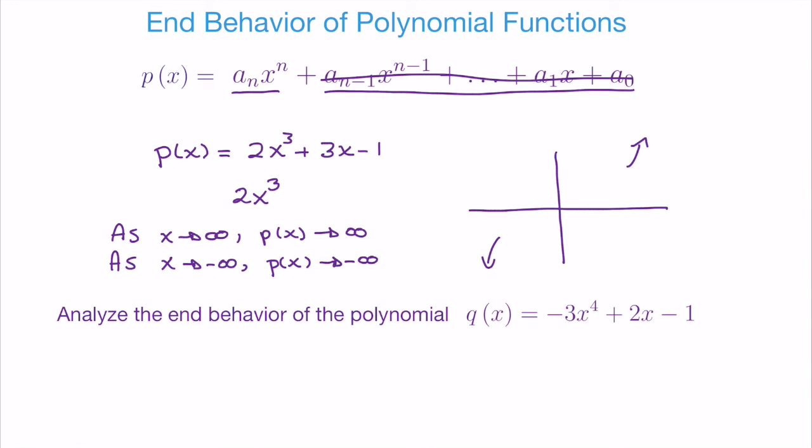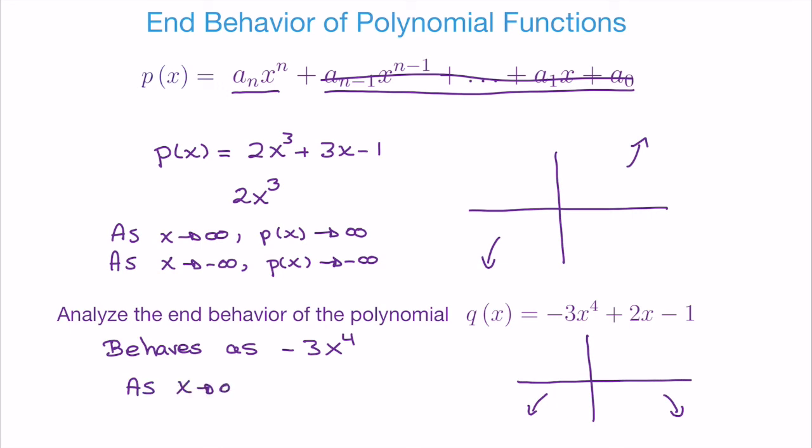Let's look at the polynomial q of x. It's going to behave as its leading term, negative 3x to the 4th power. How is the behavior? Well, it's like a parabola opening down because we have an even power and it's negative. So its end behavior looks like this, and we describe it as x approaches positive infinity, q of x approaches negative infinity, and as x approaches negative infinity, q of x approaches negative infinity. And that's all. This is end behavior.